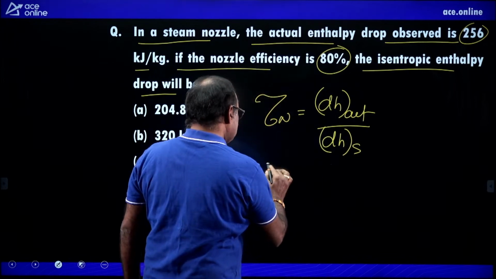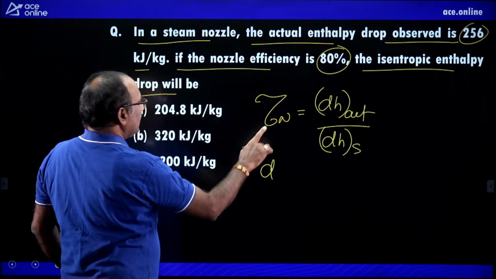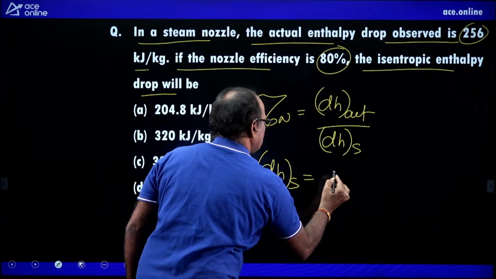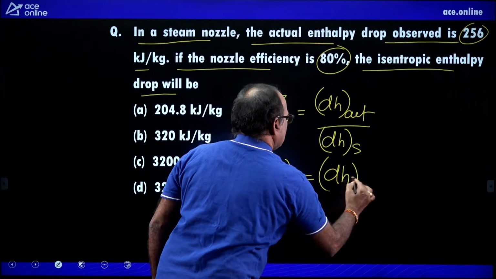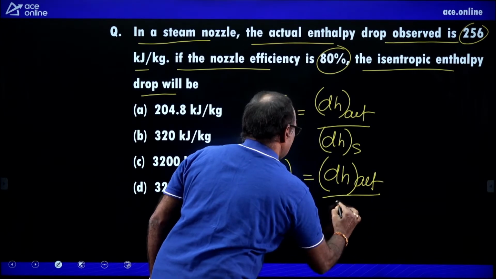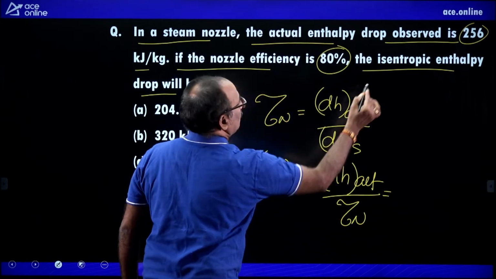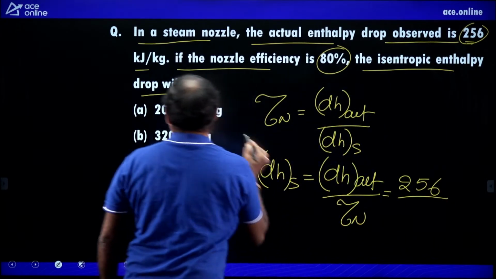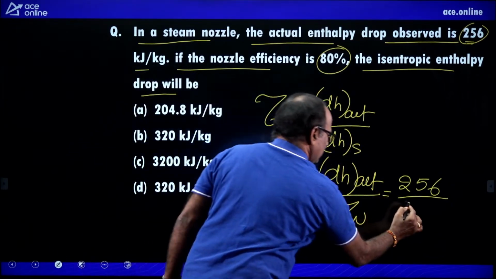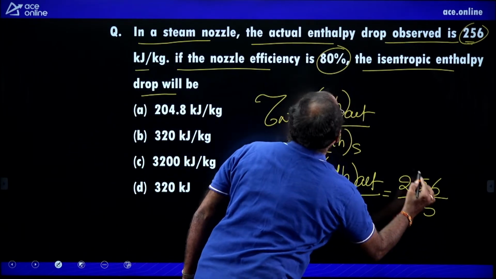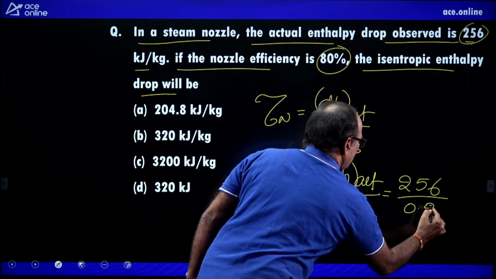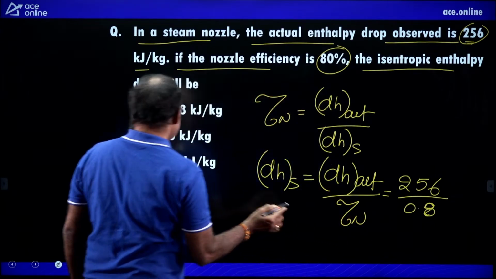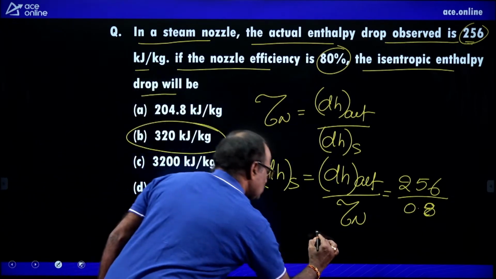So what is the isentropic enthalpy drop? Simple mathematics, school level mathematics. Actual enthalpy drop divided by nozzle efficiency. What is the actual enthalpy drop? 256, divided by nozzle efficiency. Nozzle efficiency is 0.8. Should be very careful. This is 0.8. 256 divided by 0.8 is 320 kilojoules per kg.